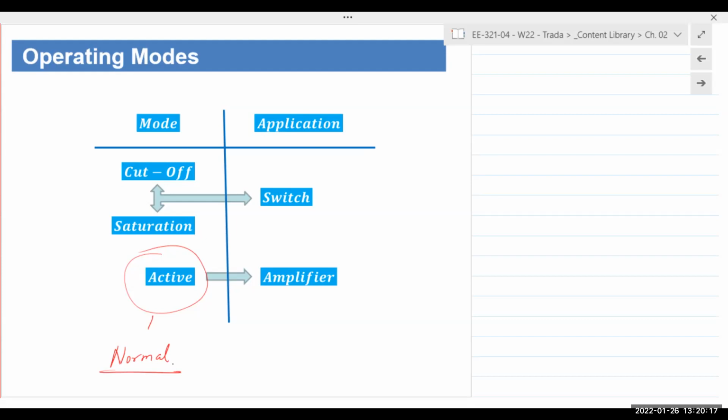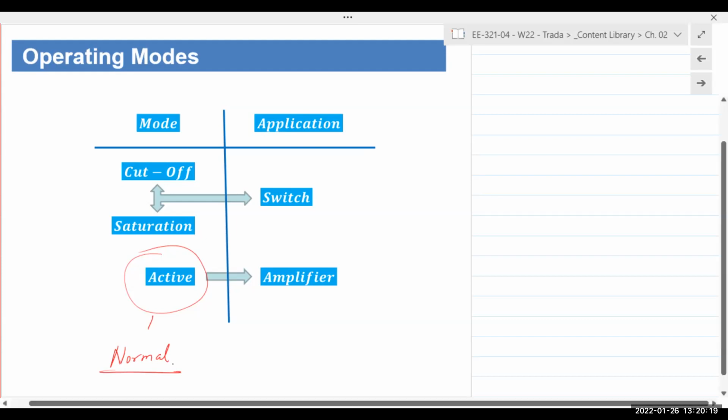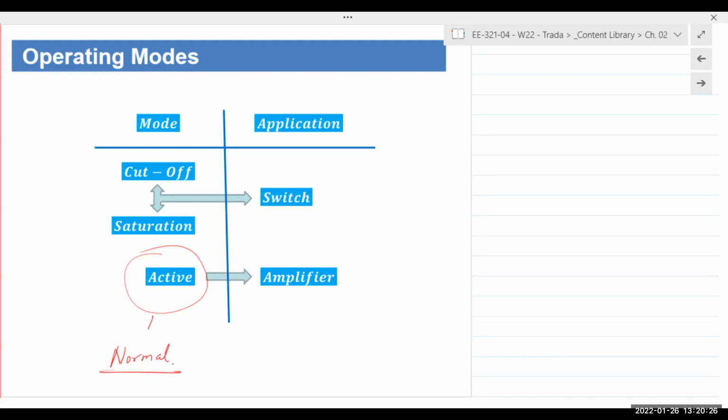Basically, the device physics explanation that I gave, that is the active mode or the normal mode of operation. And we use that mode when we want to use the BJT as an amplifier, right? As an amplifier.